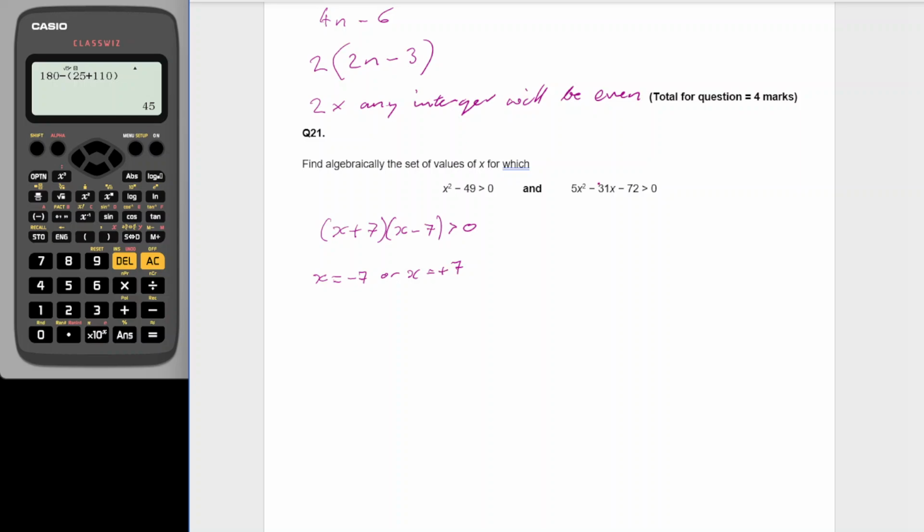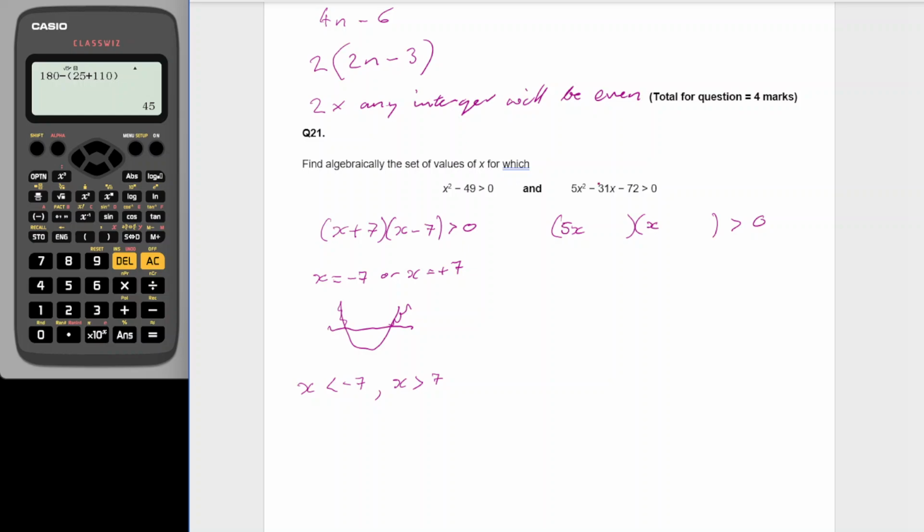And we're after the section where the graph would be greater than 0. So that is when x is less than minus 7 or x is greater than 7. Right, for the second one, so again, anyway, we can make a 5x squared is 5x and x.